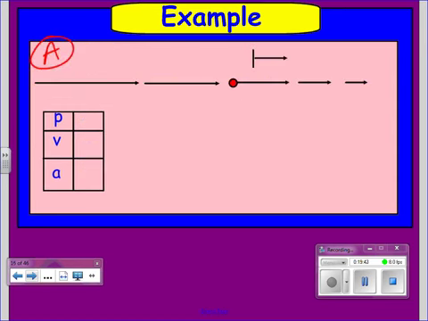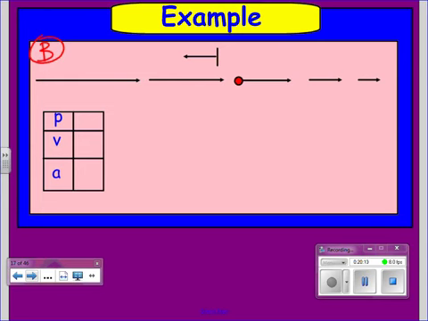We're going to do 2 more problems. What I'd like you to do is pause the video and answer the P, V, and A questions, and then hit resume or play to reveal the answer. All right, in this example, position would be negative. Velocity would be positive, since the velocity arrows are facing right, and right is the positive direction. And since the object is slowing down, it has to have the opposite sign. Therefore, acceleration is negative.